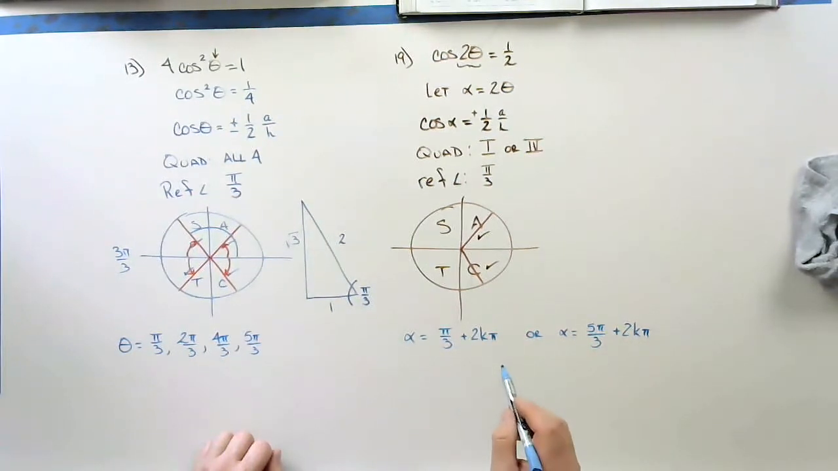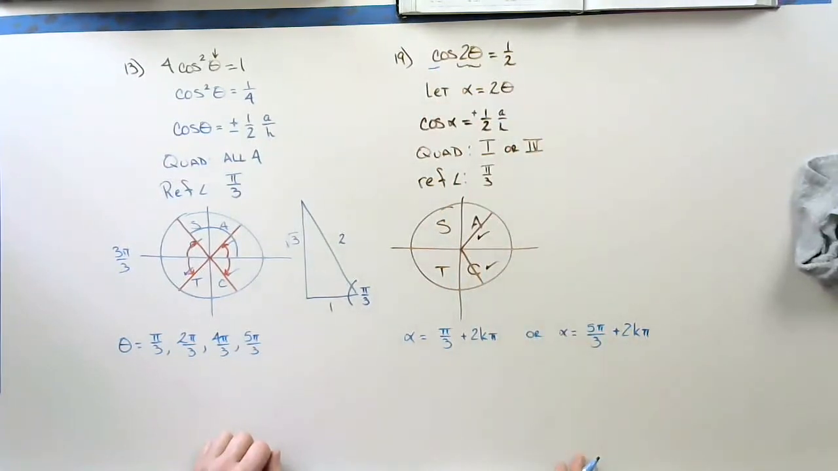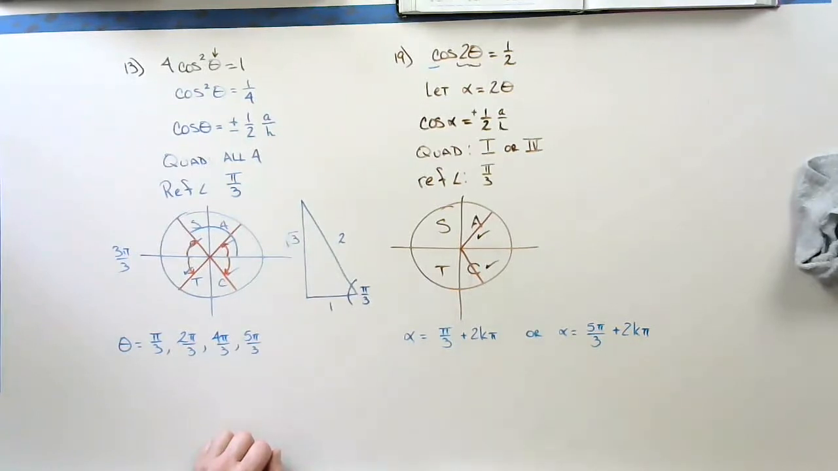2k pi, because this is cosine, and the period of cosine is 2 pi. If this had been a tangent problem, this would be 1k pi. If this had been a cotangent problem, this would be 1k pi. It's 2k pi because it's a cosine or a sine or a secant or a cosecant.